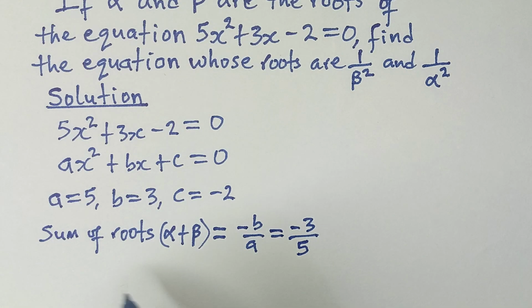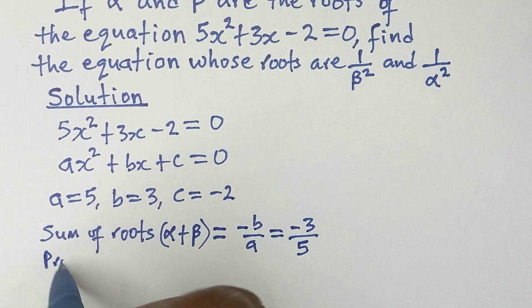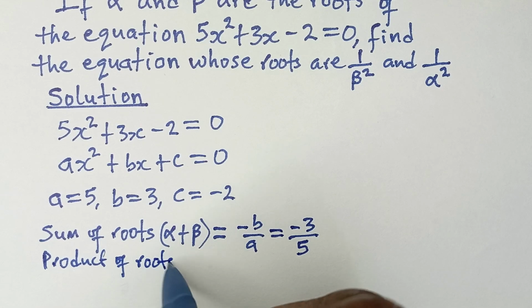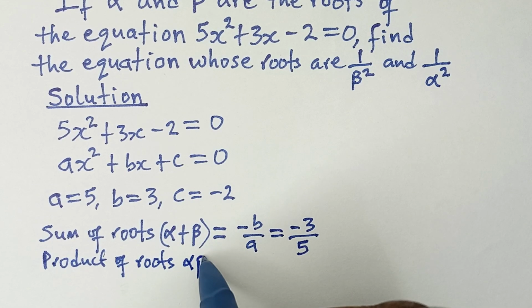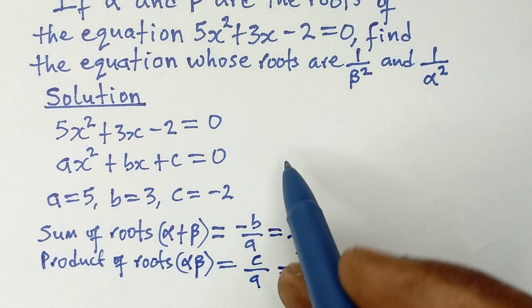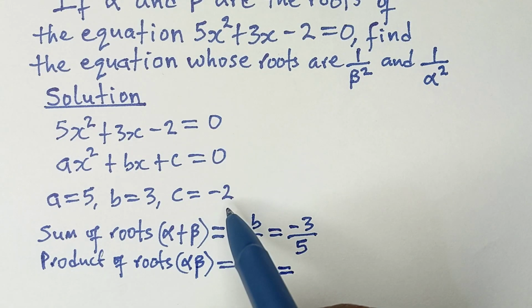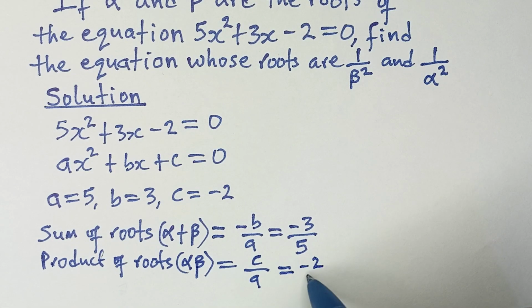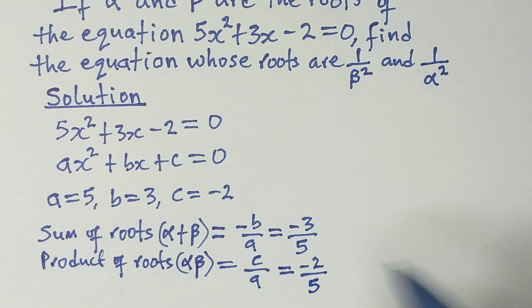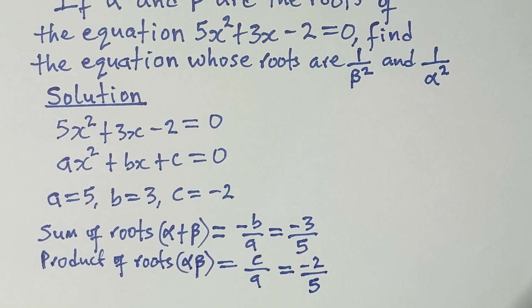Now, what about the product of the roots of the equation? The product of roots is given as alpha multiplied by beta, which is alpha beta. And the product of roots of a quadratic equation is given by the value c over a. That will be equal to the value of c, which is negative 2, and the value of a is 5. So we now have the sum of roots, and we have the product of roots of this given equation.